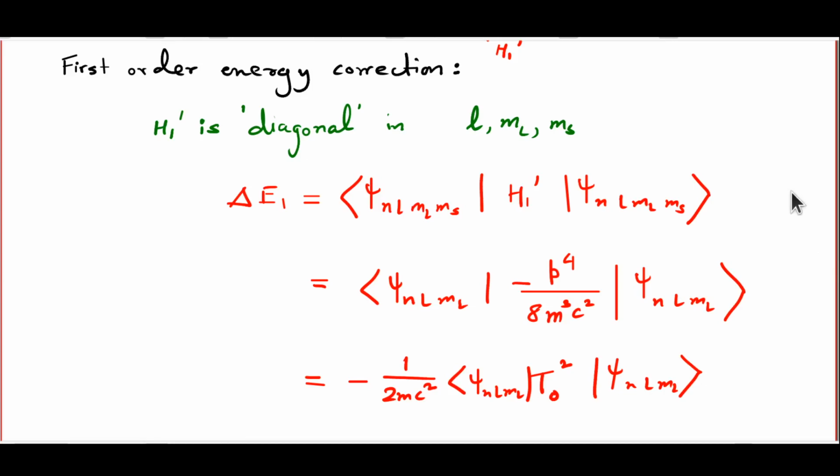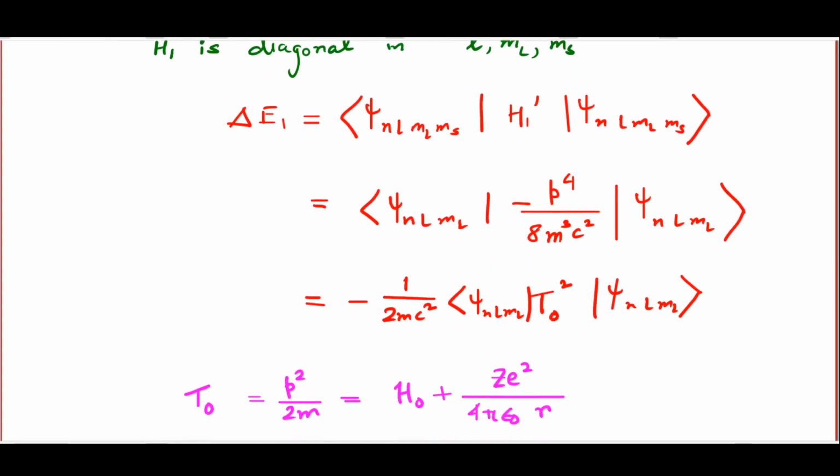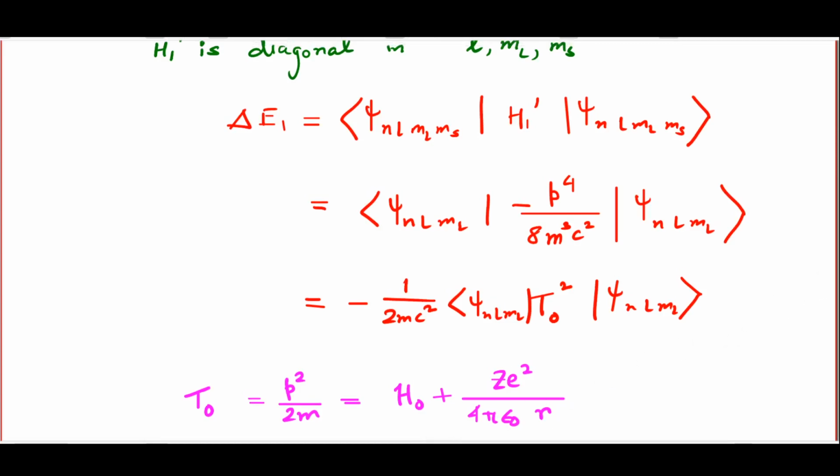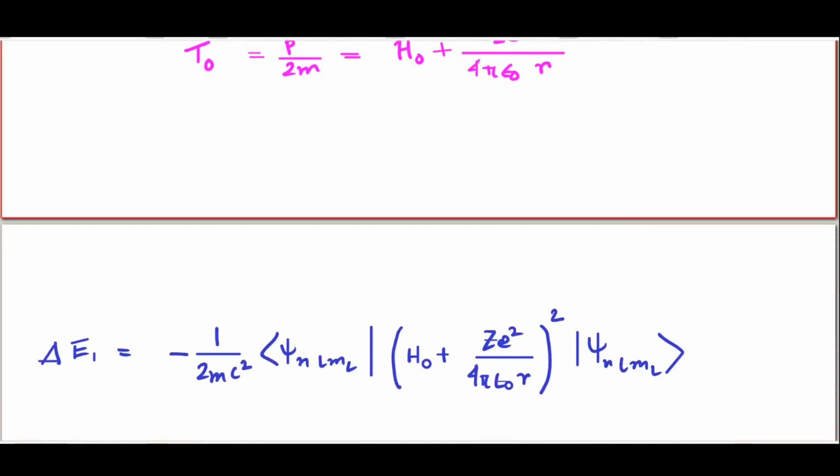Now, in order to evaluate this, what we will do is rewrite T0, which is of course p square by twice m, as H0 minus the potential energy term, and since the potential energy is minus z square by 4 pi epsilon 0 r, T0 works out to be H0 plus z square by 4 pi epsilon 0 r. And when you put that back in our expression, what we get is delta E1 is simply given by this expression. Now, since H0 is a very special operator here, all the wave functions involved are actually eigenfunctions of H0. The calculation simplifies rather a lot.